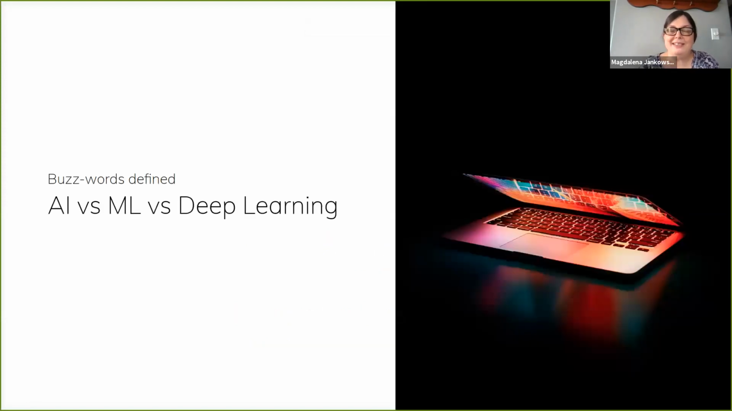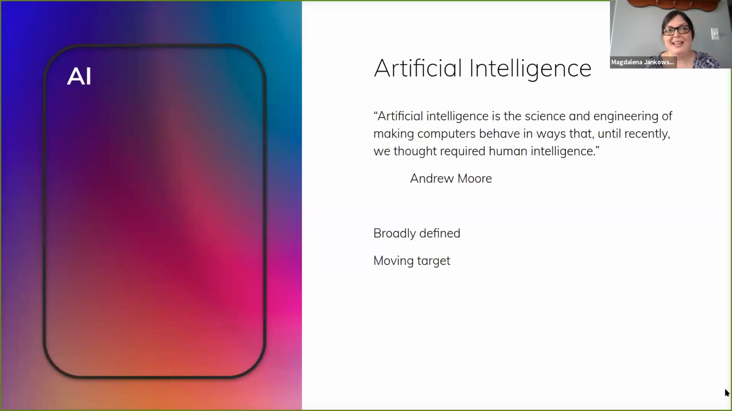So I will start with placing machine learning and how it relates to other buzzwords such as artificial intelligence and deep learning. So first, artificial intelligence is a very broad and a bit vague definition. It's a term that Andrew Moore defined as the science and engineering of making computers behave in ways that until recently we thought required human intelligence. So as you see, this is quite a broad, a bit inspirational, and kind of moving target definition as well.